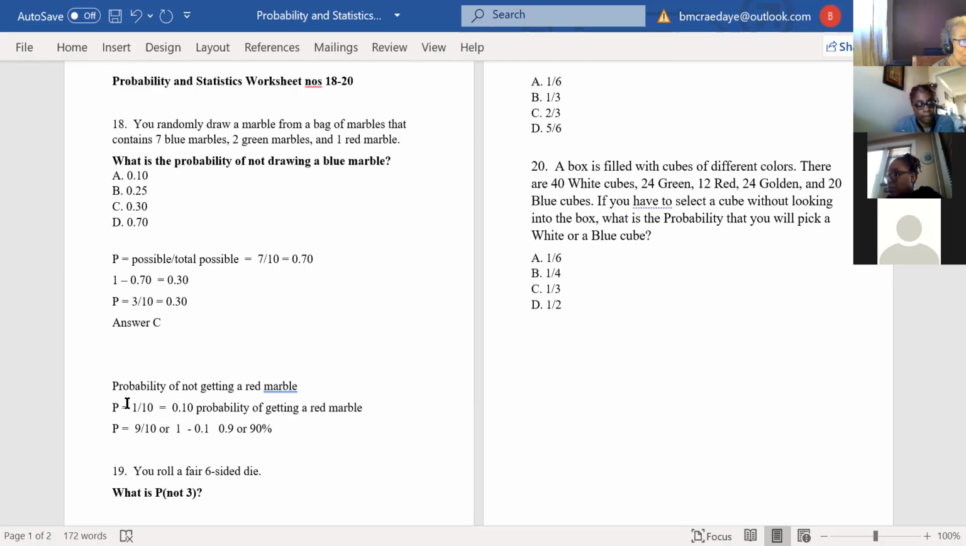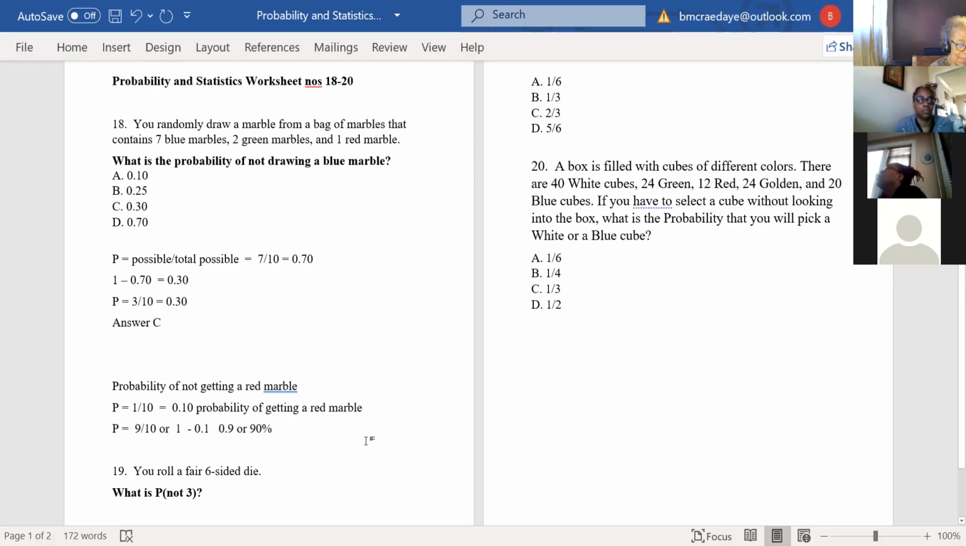Maureen, what's the probability of getting a green marble? A green would be like 2 over 10. That's right, because there are 2 greens possible and a total of 10.